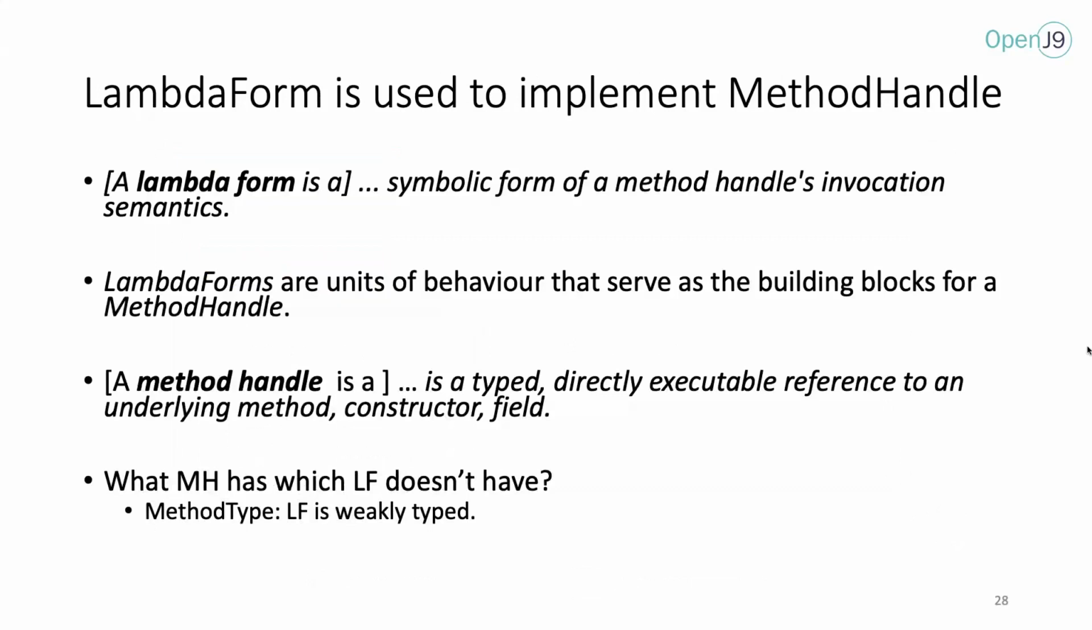How does it differ from a method handle? As discussed earlier, a method handle is a typed, directly executable reference to an underlying method, constructor, or field, whereas a LambdaForm is weakly typed, which means it doesn't have a method type associated with it. Being weakly typed, we cannot do all the type checks that are generally needed for invoking a method handle. So that's one of the differences between a method handle and a LambdaForm.